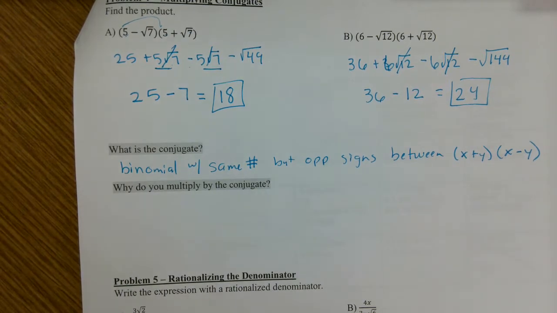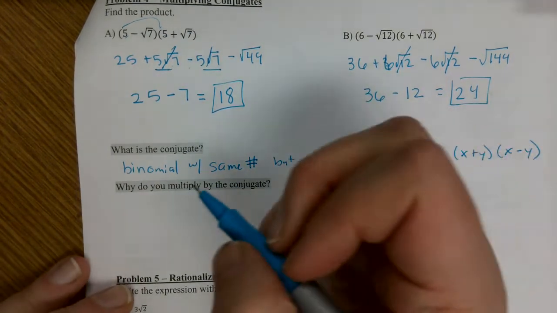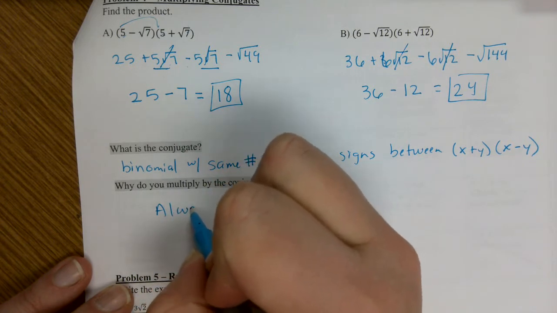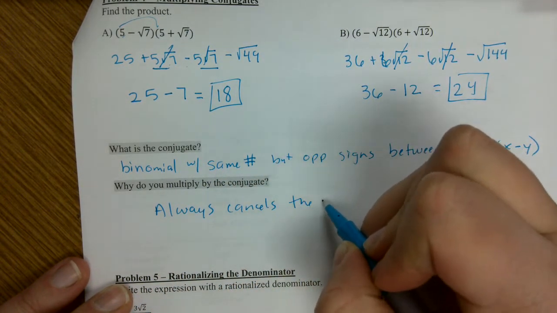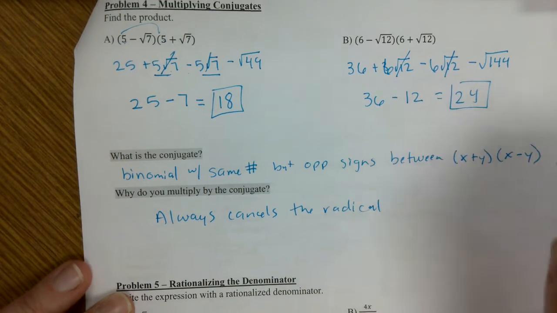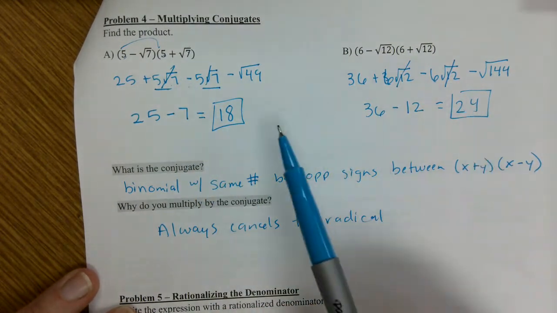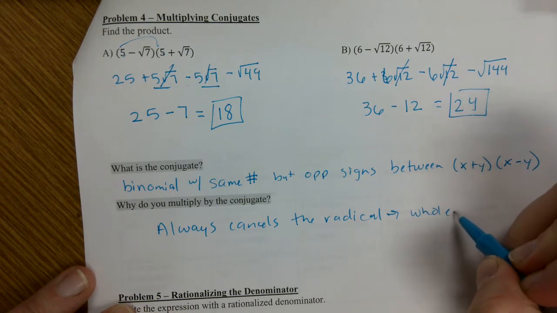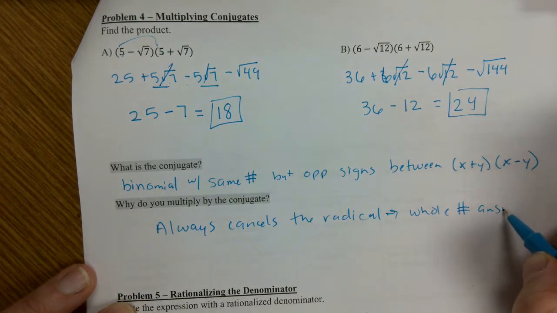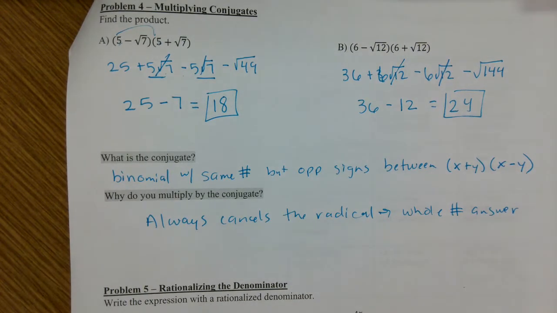Why do we multiply by the conjugate? It always cancels the radical. And in both of these, the radical was completely gone. I just get a whole number. Whole number answer.